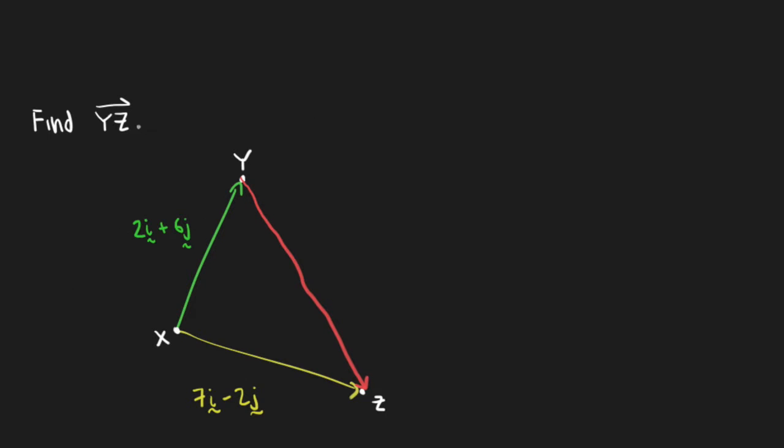And I'm just going to label these two vectors that we have already. That's xy, because it's starting from x and going to y. So you just look at where the arrow is pointing. And this is xz. Well, I can express yz in terms of these two vectors that I have.